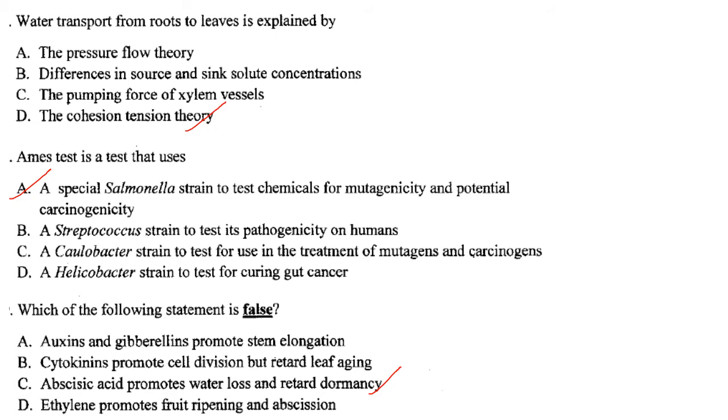So abscisic acid has essential role in multiple physiological processes of the plant such as stomatal closure, cuticular wax accumulation, leaf senescence, bud dormancy, seed germination, osmoregulation and growth inhibition are some of them. It is also referred to as the stress hormone because it helps by increasing the tolerance of the plant to different kinds of stress. So the answer which is false is abscisic acid promotes water loss and retard dormancy. It causes bud dormancy. So the answer is option C, which is false.